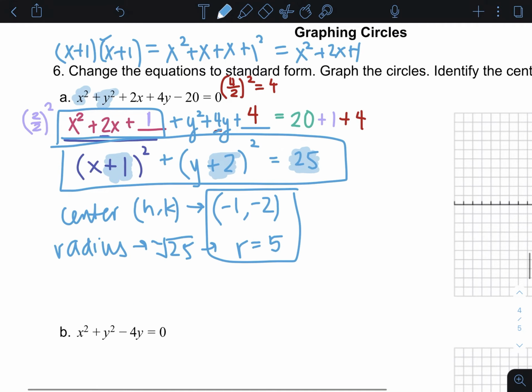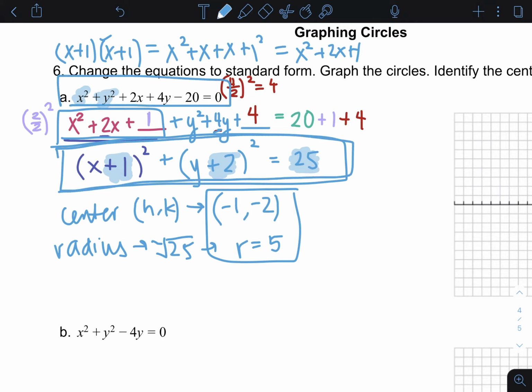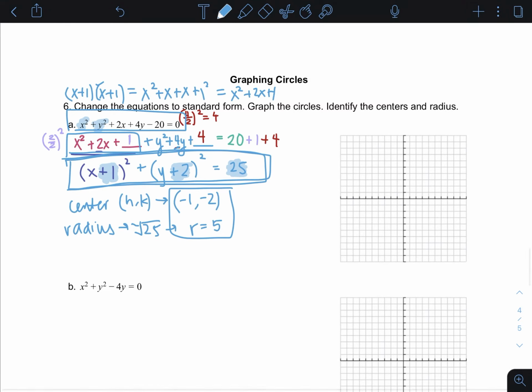See how easy it was to find those values from the standard form. If we were to just have this general form, there's no way for us to figure out what the center or radius would be. So that's why it's helpful to know this process, so we can figure out the center and the radius, and then we can graph our circle.